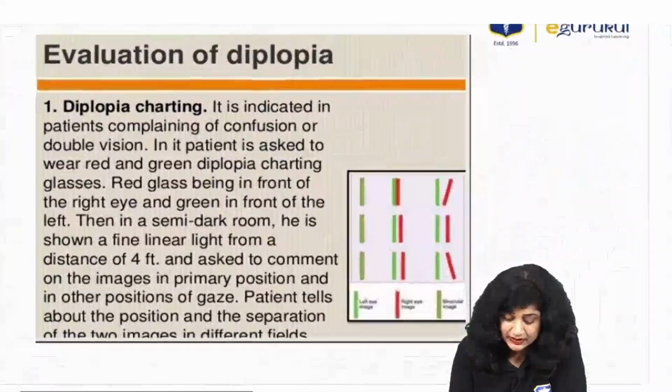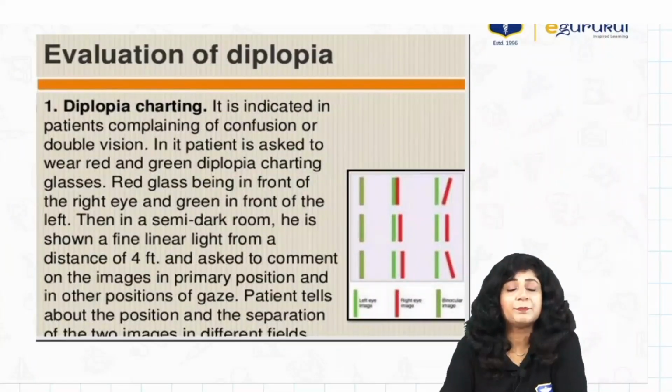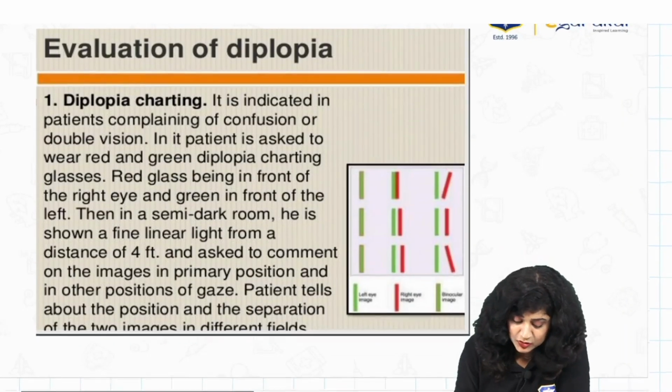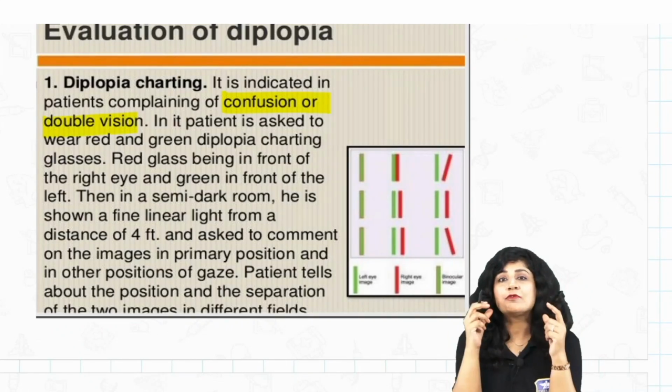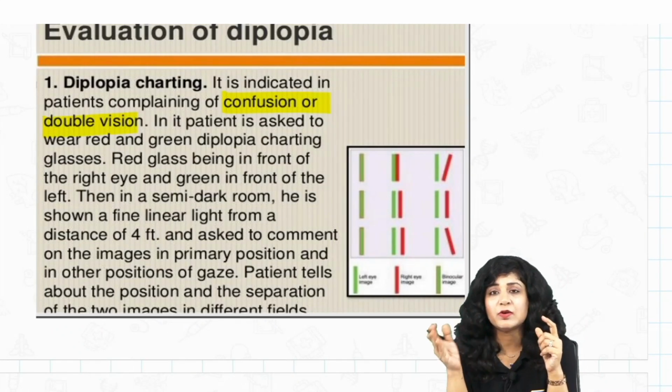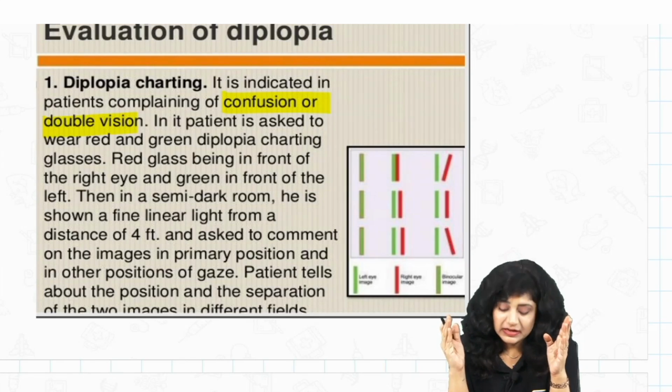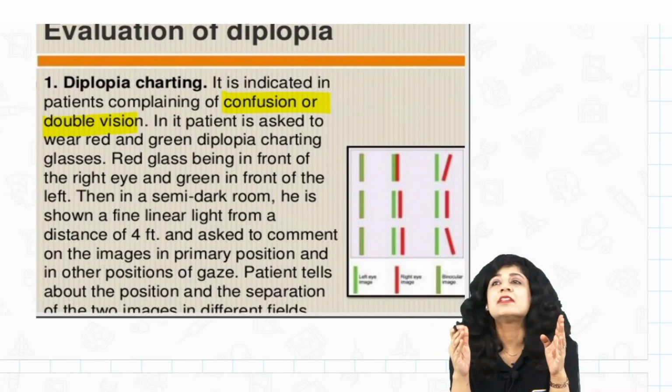See, this is an evaluation of diplopia called diplopia charting. Based on this, the information is also given in your question. It is indicated in patients who are having confusion or double vision. The patient will wear the diplopia glasses, red on the right side, green on the left hand side, and this is by convention.